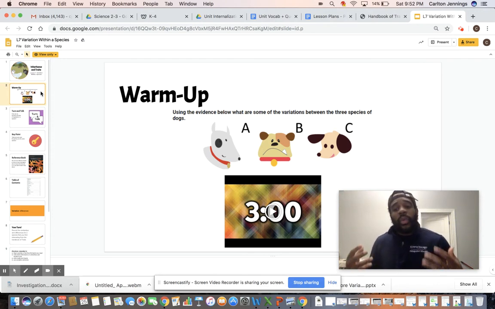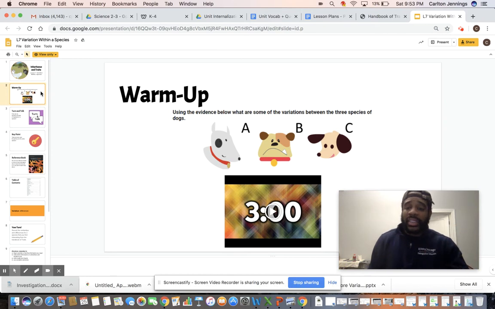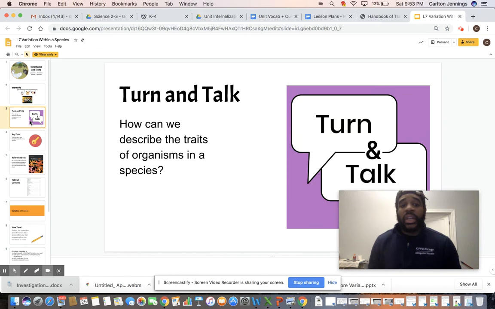So we can always observe or look for different similarities and different variations of the different organisms that we're looking at. And remember, organisms are living things. So we see living things. When we see living things, we are looking at organisms. And these organisms, we just observe some different similarities and variations.